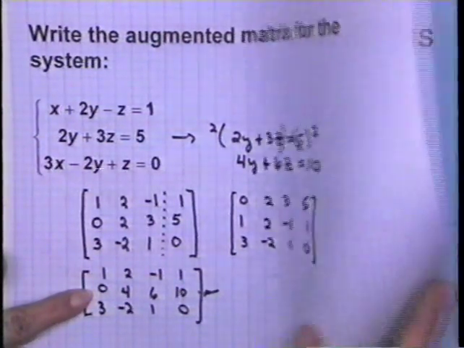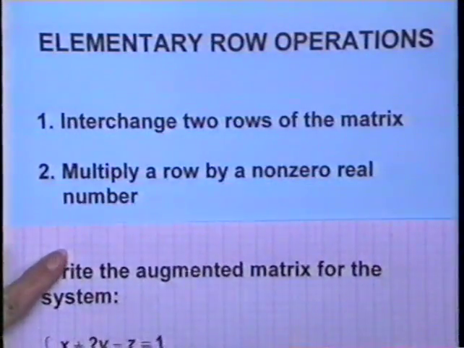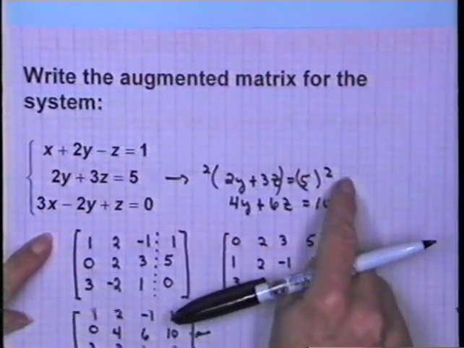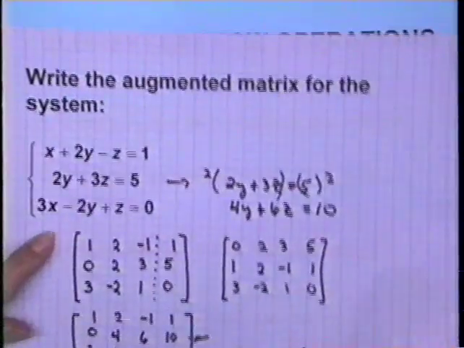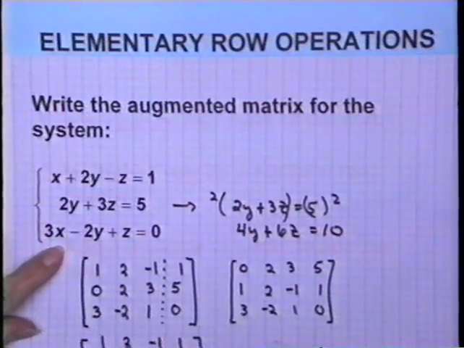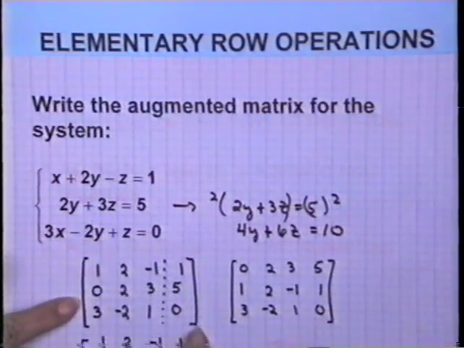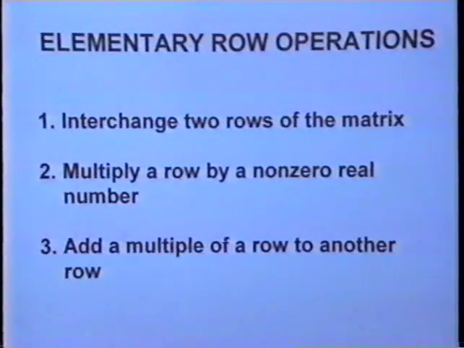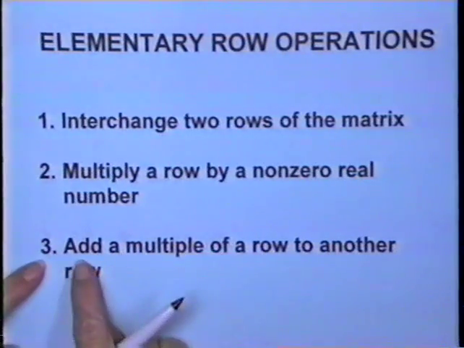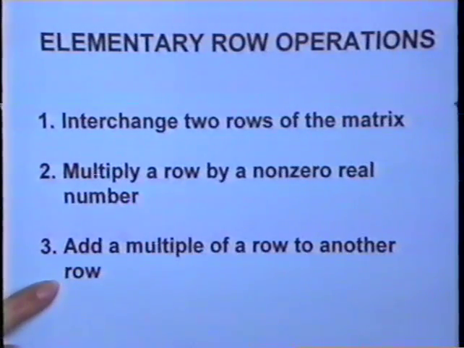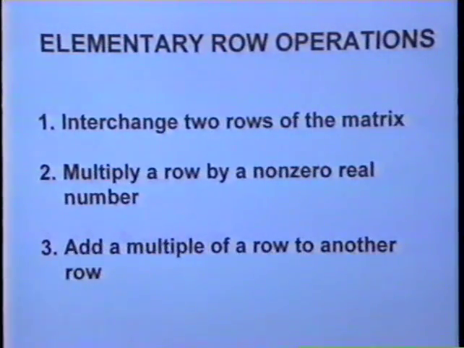So this second row operation of simply multiplying a row by a non-zero real number is just like multiplying both sides of an equation by the same number. Now you'll notice I said non-zero. We can't multiply both sides by 0 because that would just wipe out the equation, wouldn't it? So that means we can't multiply a row by 0 either. Now, this last operation is the more complicated one. It says to add a multiple of a row to another row.